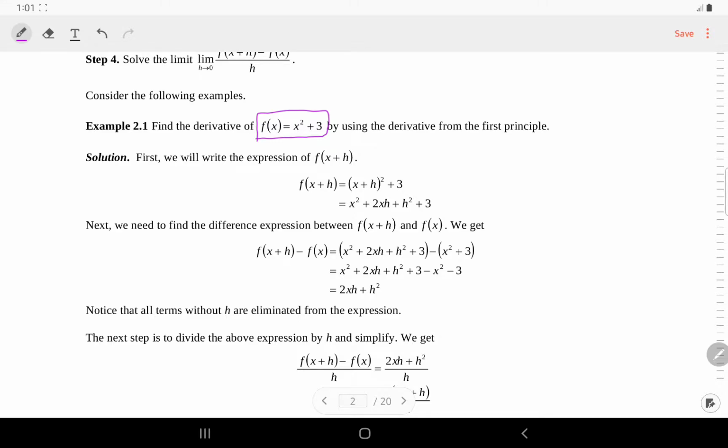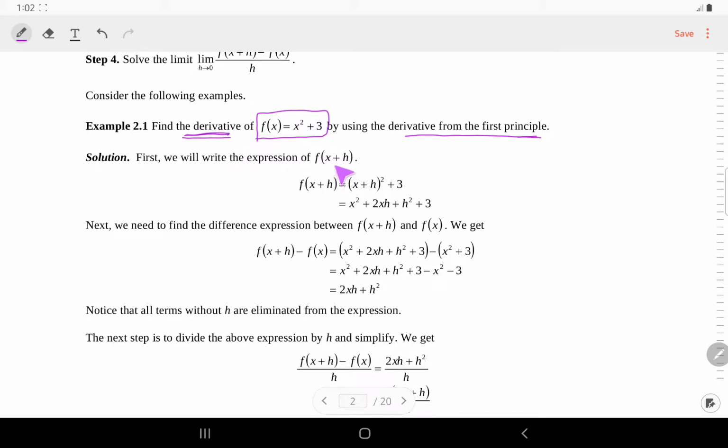So you need to find the derivative, meaning that you need to differentiate this function, but it is not a direct differentiation. You need to differentiate this function by using derivative from the first principle. So you need to use that formula lah yang tadi, the formula of differentiation from the first principle.